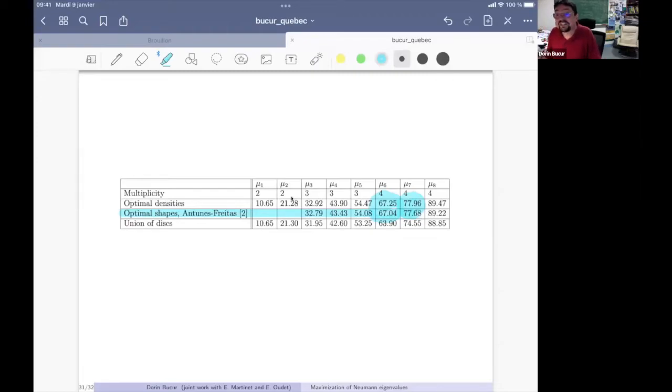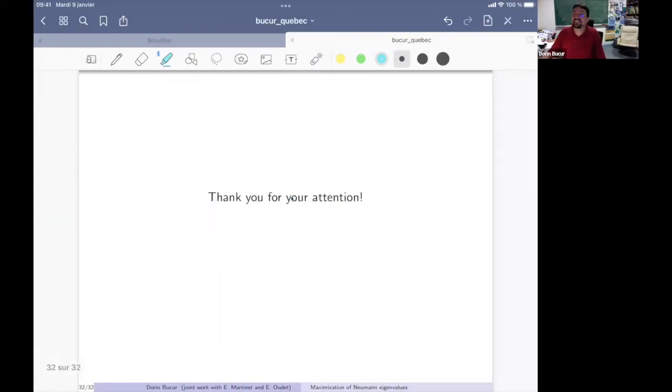Maybe this is really the case that the optimal geometry in 2 dimensions, even for mu 3, is not a domain, it's a density. I don't know, but the answer is that I don't know. So thank you for your attention.